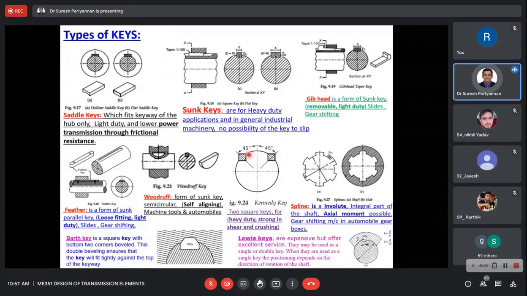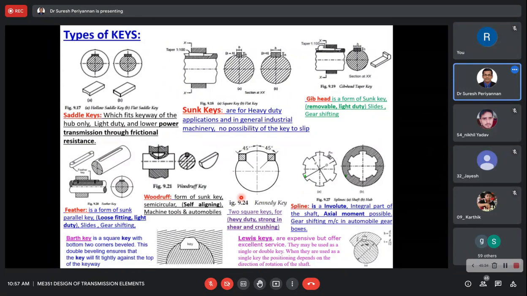Later we are going to discuss how this arrangement, this type of design, is better as compared to our square key. We will discuss it later in the derivation. The standard concept for Kennedy keys is that the two square keys must be connected at a 90 degree orientation with respect to the vertical axis of the shaft.